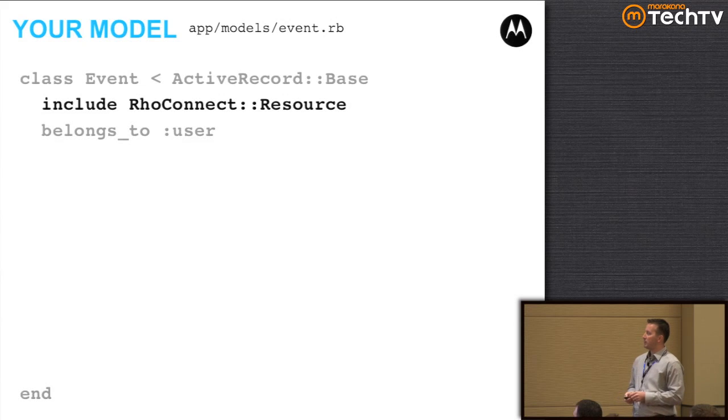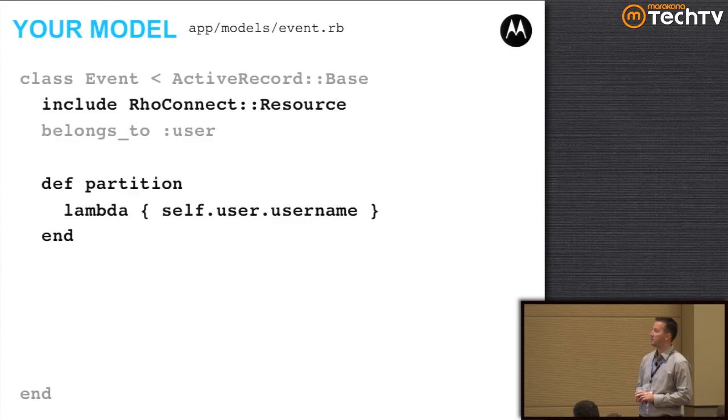First thing I do is I include RhoConnect resource. So what this does is it uses a powerful feature of Ruby called module mixins. And it will basically add all of the functions that we provide in the Rails server plugin directly into your model. So your class now, this event class, has a bunch of methods defined that come with RhoConnect that we don't have to worry about implementing, that handle automatic transfer of data between our Rails application and the RhoConnect server.